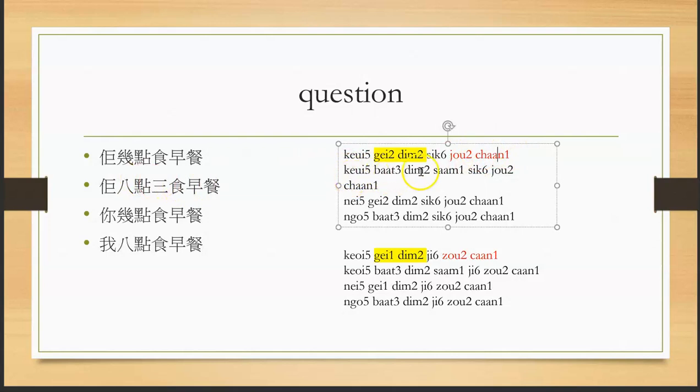So this is the time. 3 is like a quarter past, like 15 minutes. If it is 8點1, then it's 8:05. 8點2, 8:10. 8點3, 8:15. And then, when do you have your breakfast?